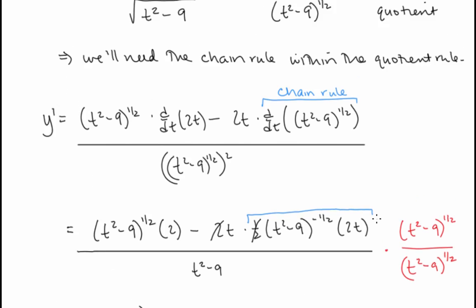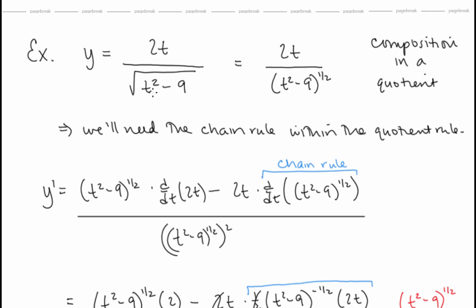Again, remember with this problem, we noticed that we had a composition within a quotient. So that means we use the chain rule within the quotient rule. So you start here with a quotient rule.